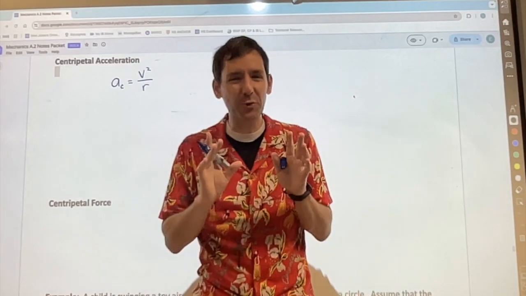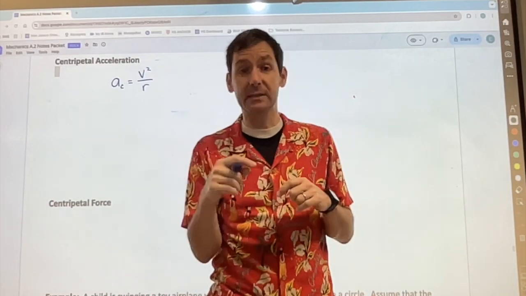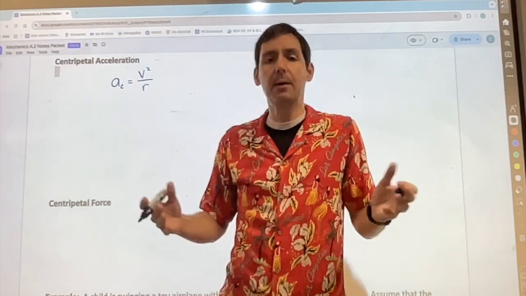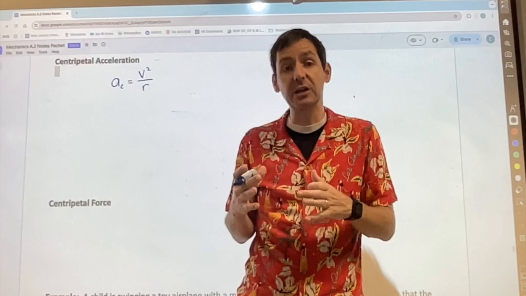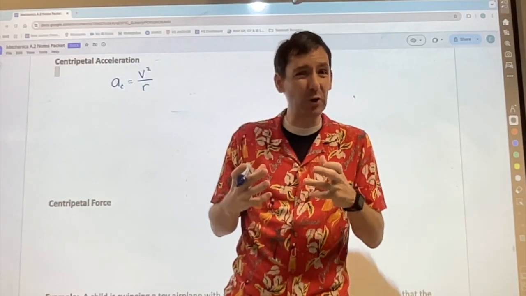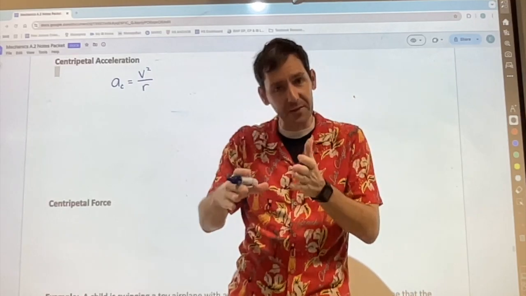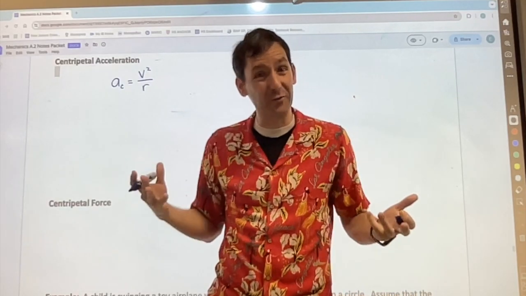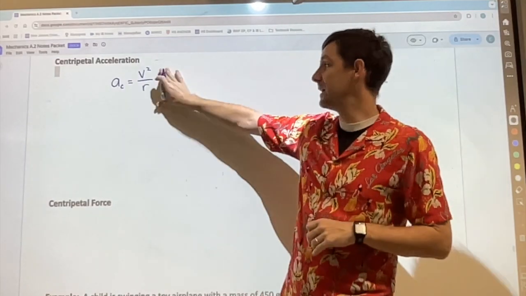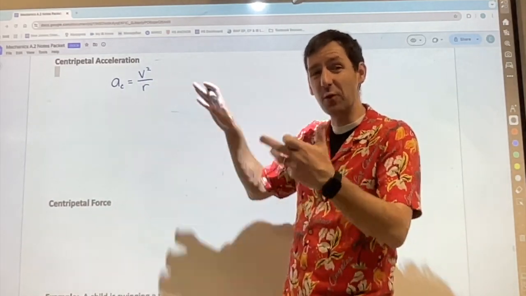We know that the direction of our acceleration is towards the center. You can say towards the center, but other than that, you can't really give a direction unless you know the exact location of your object on the circle, because then you can show that it's at this angle or it's horizontal or whatever else. But it is always towards the center. Now, this will be very important as we go forward.